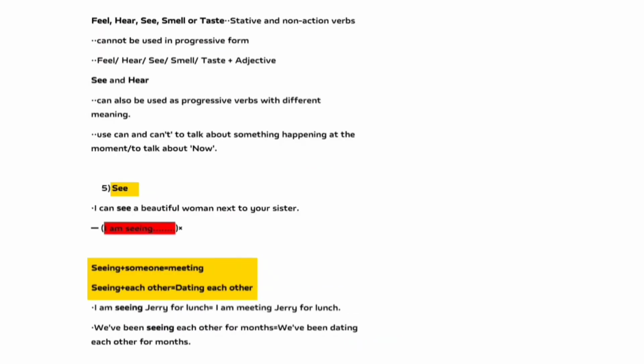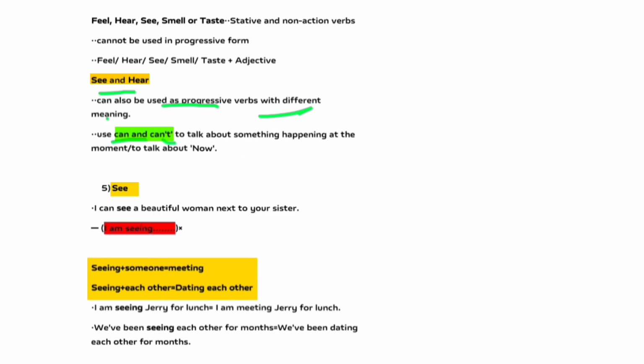As we have already seen earlier, the use of taste, smell, feel in the progressive form is to talk about a voluntary action or to talk about now. But if we talk about the verbs like see and hear, they can also be used in progressive form but with a totally different meaning. We can use them with can and cannot to talk about something happening at the moment or to talk about now.